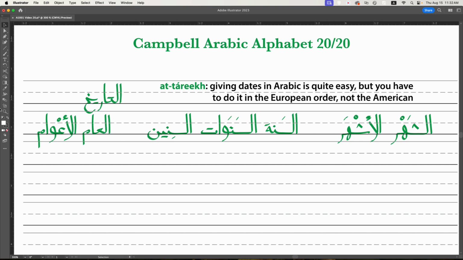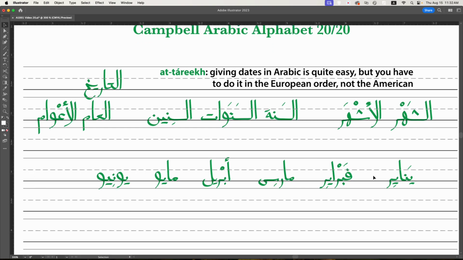often used. So in order, we already know the numbers to do days. We already know the days of the week. So let's learn the months of the year, which are very easy. Yanayr, Febrayr, Maris, Abril, Mayo, Junio. So you can hear they're basically our months with funny accents.